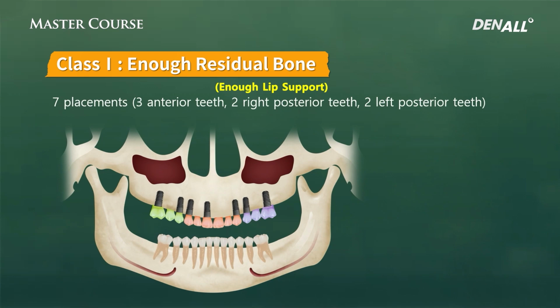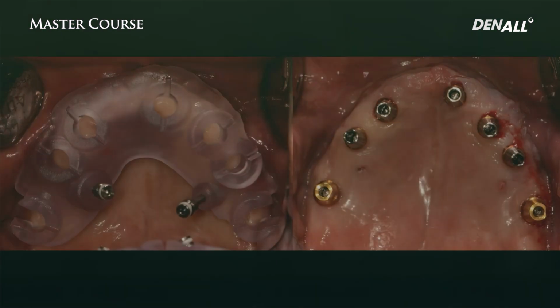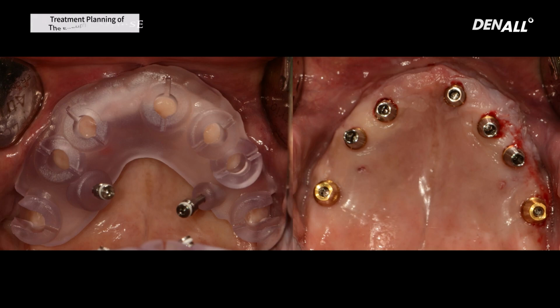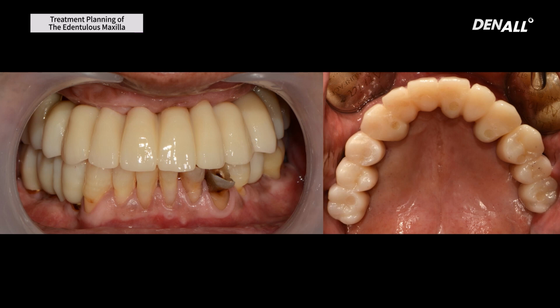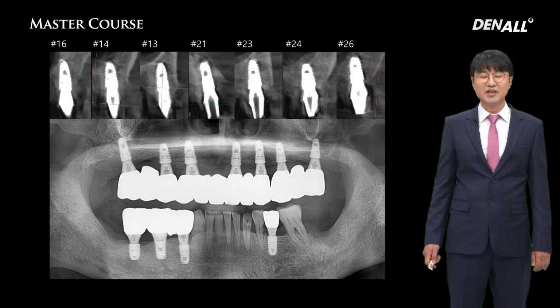So if you do only up to the first molar like this, a total of 7 implants can be placed for the final prosthesis. Using a guide, 7 implants were placed, and in 3 segments, the final prosthesis was completed. So this is the panorama picture.